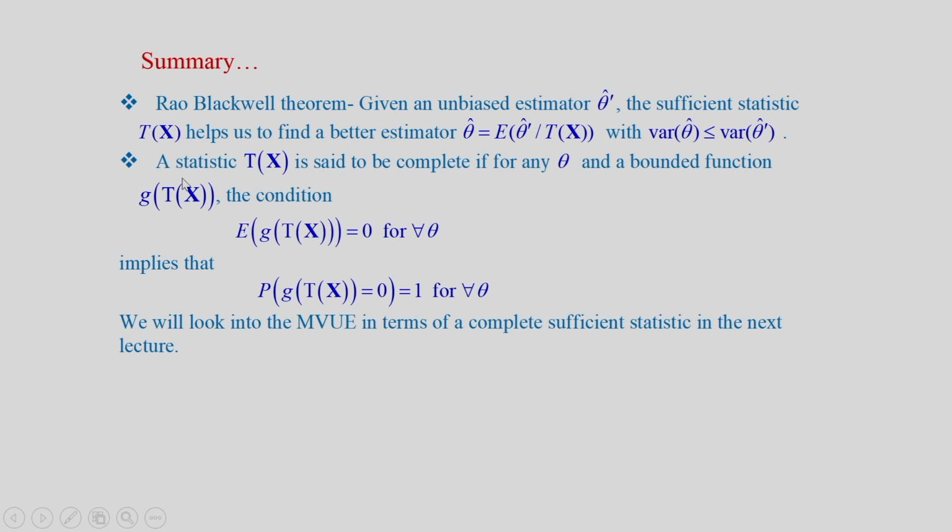Then we discussed complete statistic. A statistic T(x) is said to be complete if for any theta and a bounded function g of T(x), the condition E of g(T(x)) equal to 0 for all theta implies that g(T(x)) is equal to 0 with probability 1. So, this is the definition of complete statistic. Now, we will look into the MVUE in terms of a complete sufficient statistic in the next lecture. Thank you.